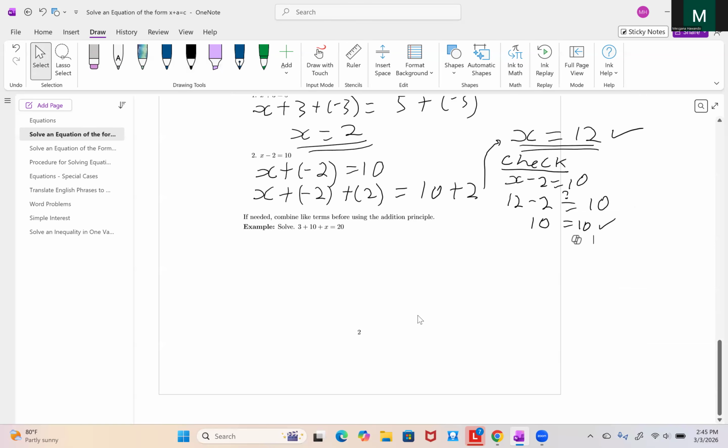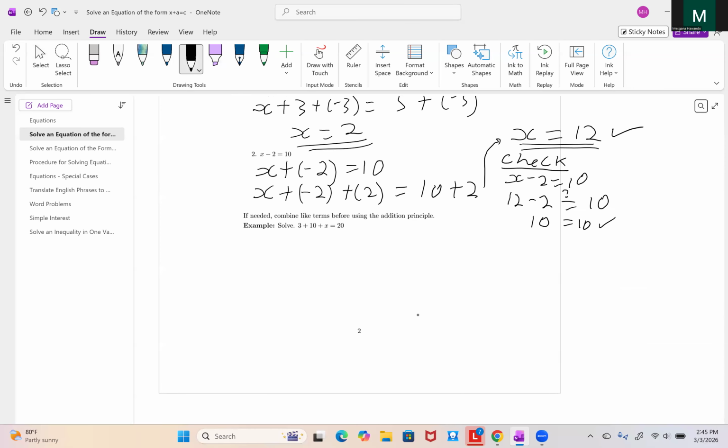If needed, combine like terms before using the addition principle. For example, solve 3 plus 10 plus x is equal to 20. 3 plus 10 are like terms, so we combine them first. So this is 13 plus x is equal to 20. Then we add the additive inverse of 13, which is negative 13, to both sides of the equal sign.